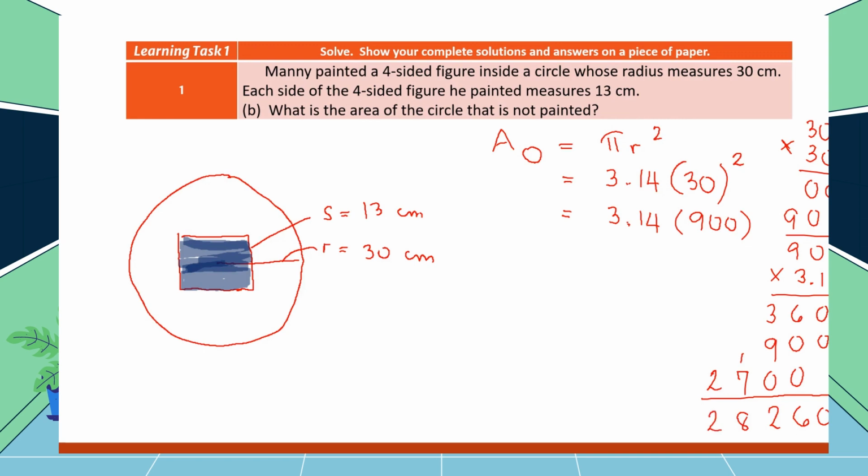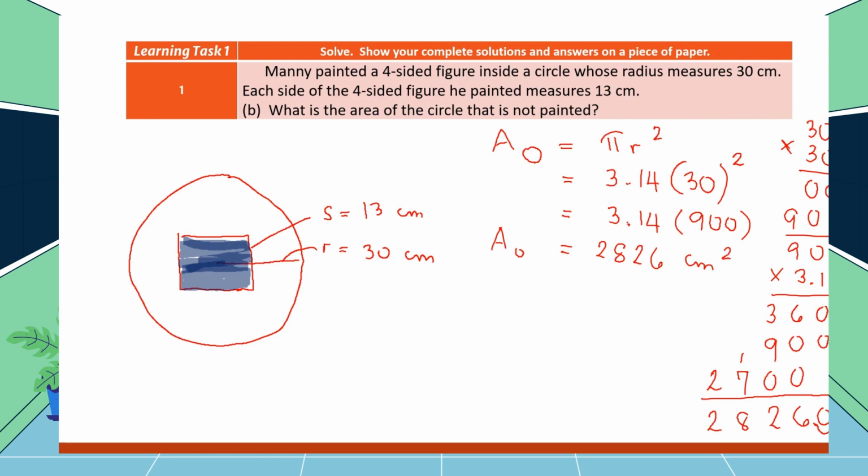Now, if you look at our problem, meron tayong 3.14. Ibig sabihin, multiplied by 900. Ibig sabihin nun, meron tayong 2 decimal places. So, from the end, mag-move tayo ng 1, 2 places to the left. Okay? So, ang natira is 2,826. So, ibig sabihin, ang area of a circle here is 2,826 square centimeter. So, ito pa lang yung area of a circle.